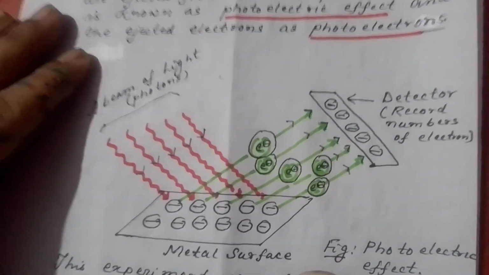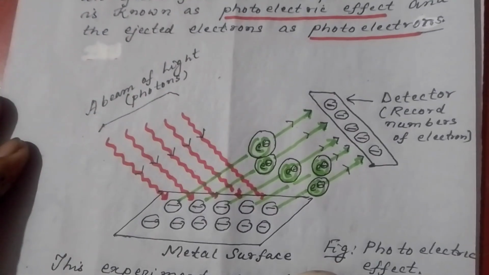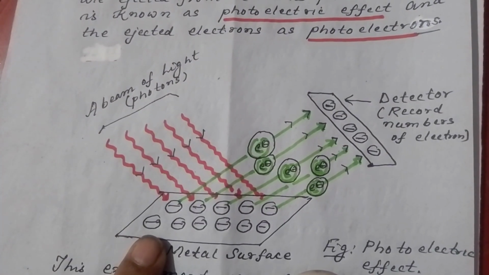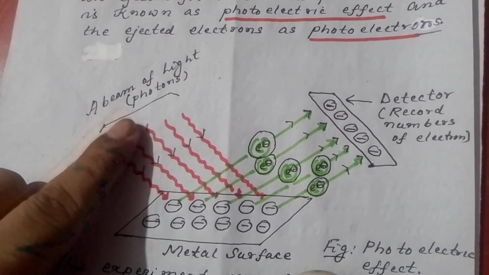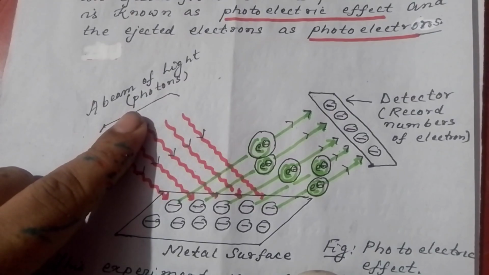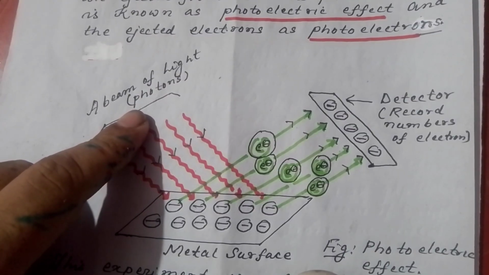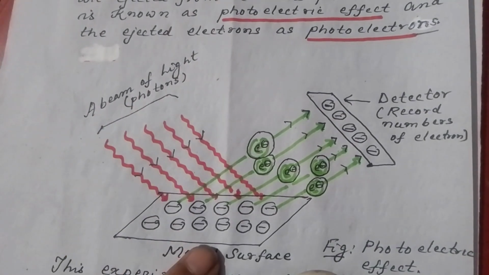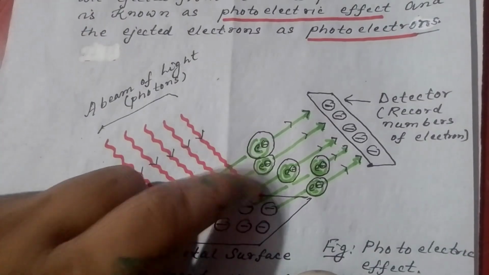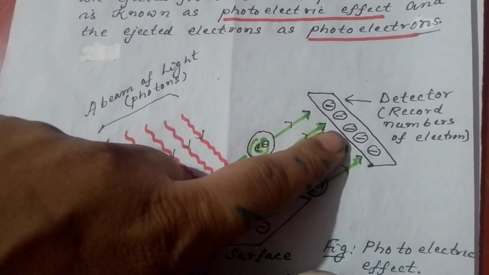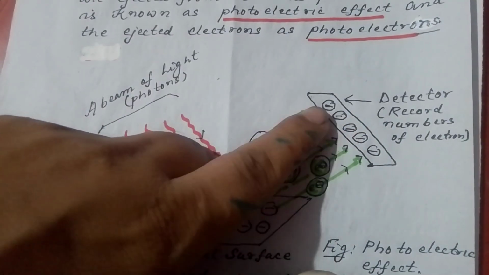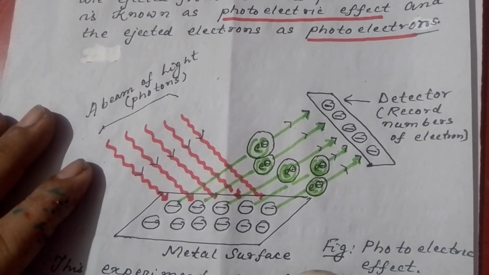Now we will understand all the experiments and observations from this particular experiment diagram. See, first of all, he took one metal plate, let's say potassium, sodium, or some other metal. He passed sunlight. Sunlight is nothing but a beam of light consisting of discrete particles called photons, which are massless particles. This sunlight is focused on the metal surface. Electrons are ejected from the metal surface and go to the detector, and the work of the detector is to count the number of electrons which have been ejected from the metal surface.